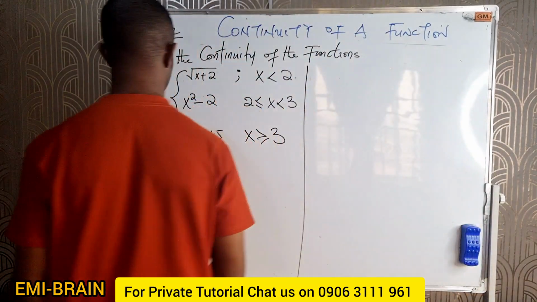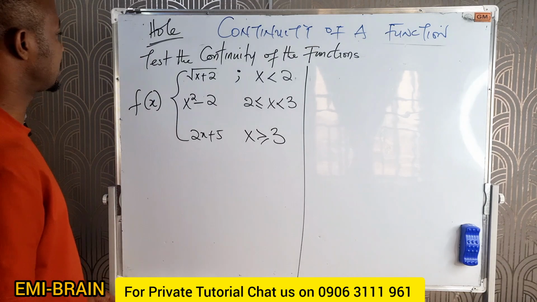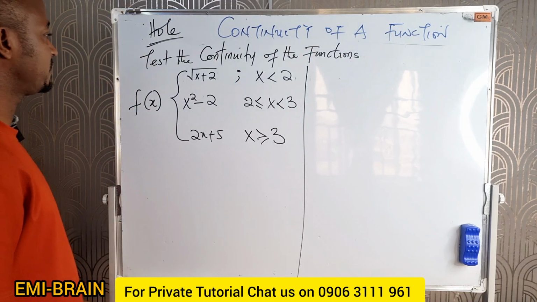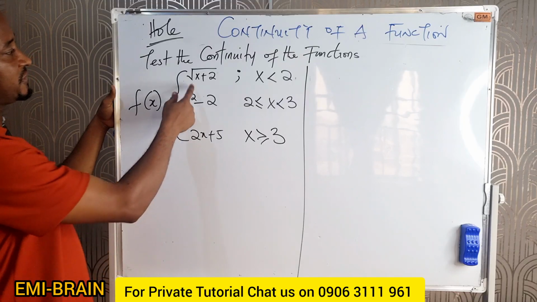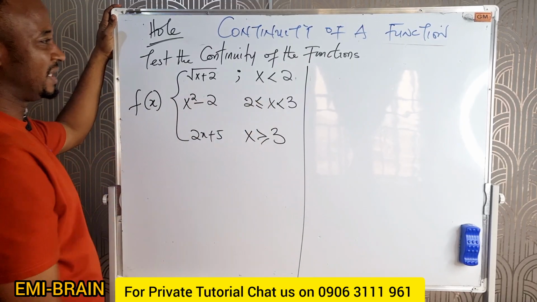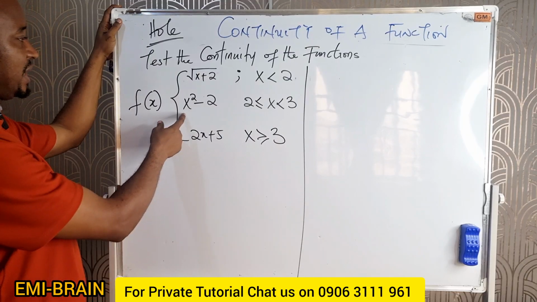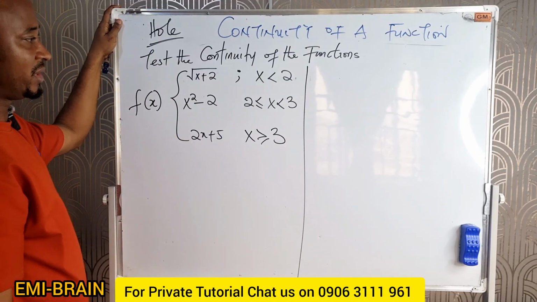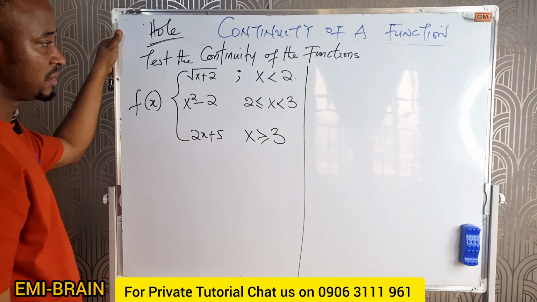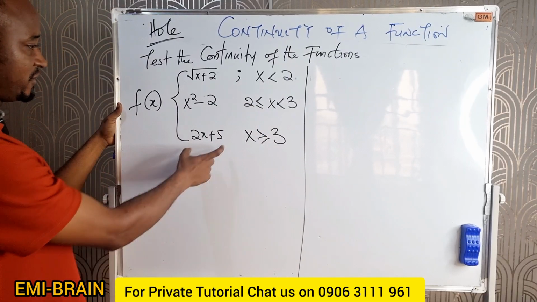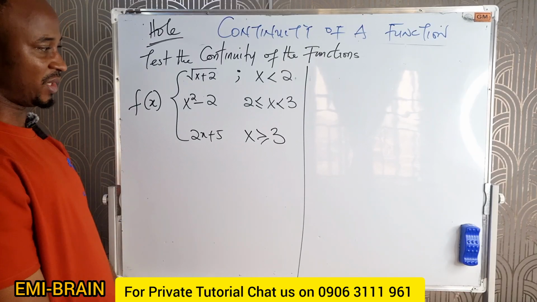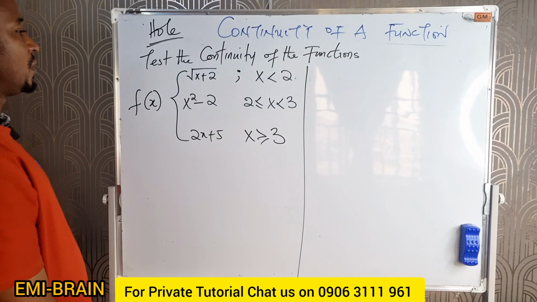All right, class, let's look at this example. We have to test the continuity of the functions. Here we are given 3 functions. The first function is x plus 2 if x is less than 2. Second is x squared minus 2, and we are given a range of values, 2 is less than or equal to x, less than 3. Then the third function is given as 2x plus 5, where x is greater than or equal to 3.